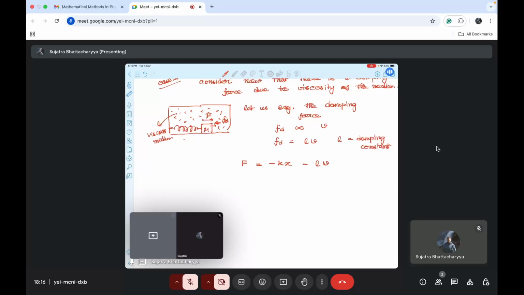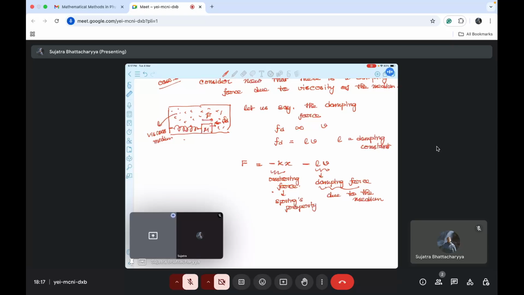So you have a restoring force. The mass itself will have a restoring force when you give a force. So this is a restoring force from Hooke's law, and this is again a negative force, which is the damping due to the medium. You can write it as due to the medium and its viscosity, but the other one is coming only due to the spring's property.